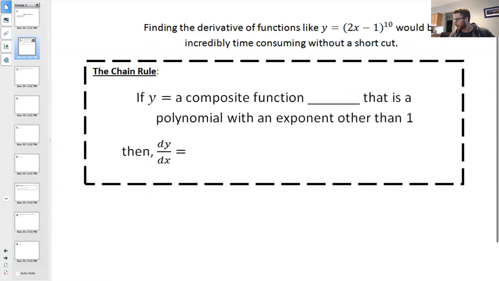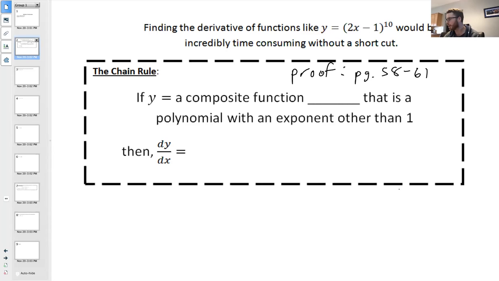If you want to find the proof for this, it's kind of beyond the scope of this course, but the proof is on pages 58 to 61 of the module workbook. For the purpose of Math 31, we just need to know how to use the chain rule. I don't want you guys to freak out or anything. I will give you the chain rule on a quiz or a test.